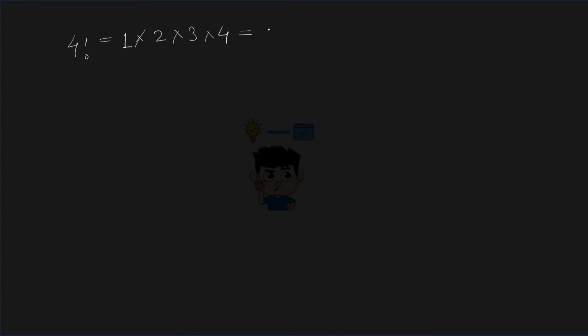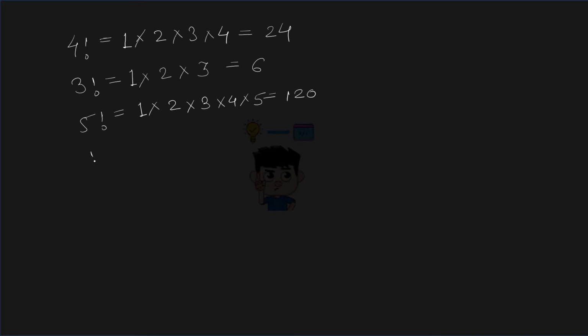So what will be the answer? Is it 24? Yes, it is 24. Then take another example, that is 3. What will be the factorial of 3? We simply start the multiplication from 1 till 3 itself comes. So 1 into 2 into 3. Is it 6? Yes, it is 6. Then if n comes, we start the multiplication from 1 till n.